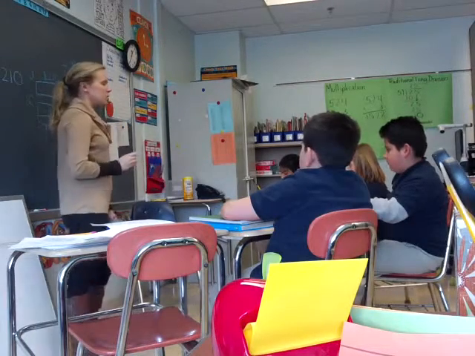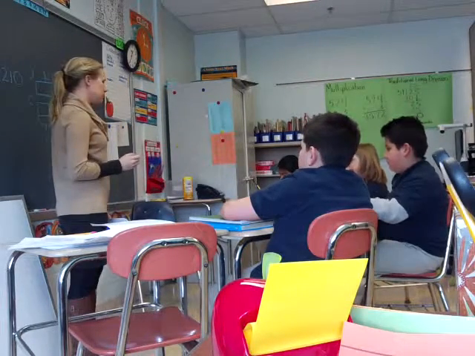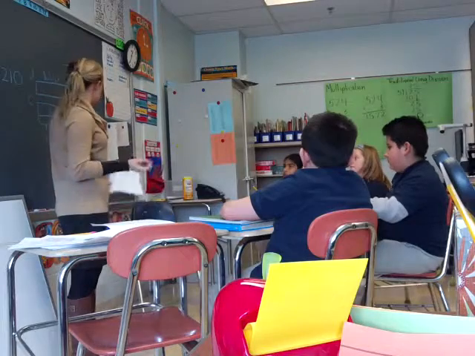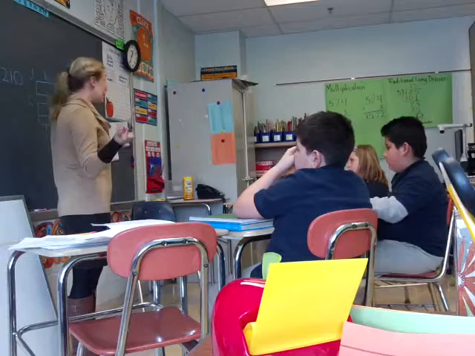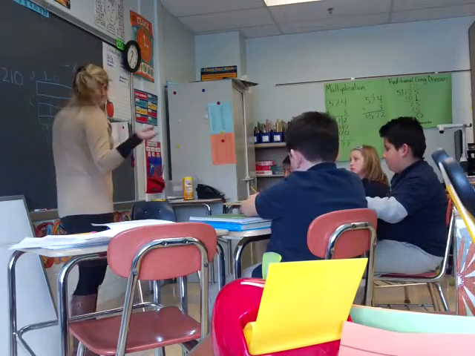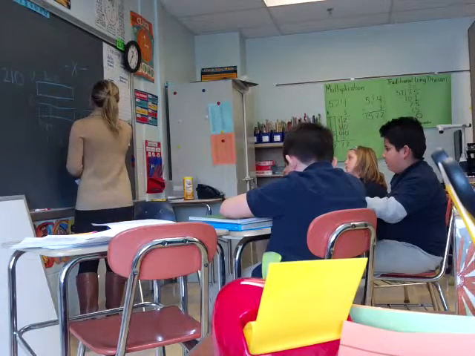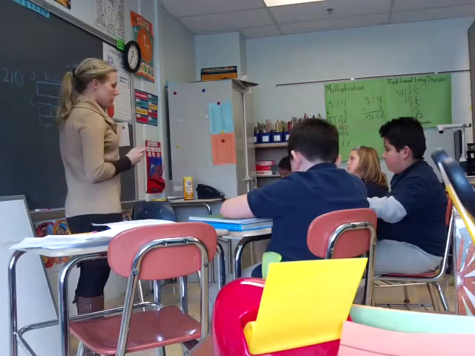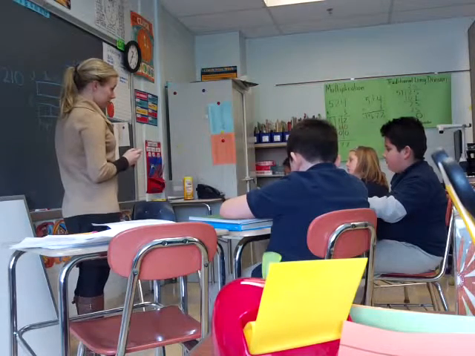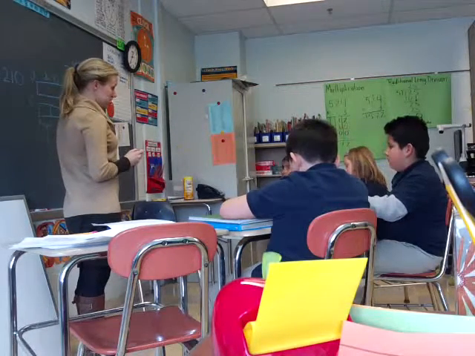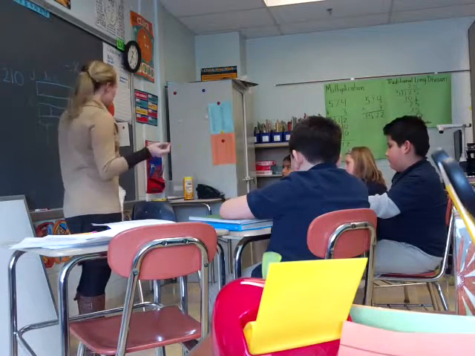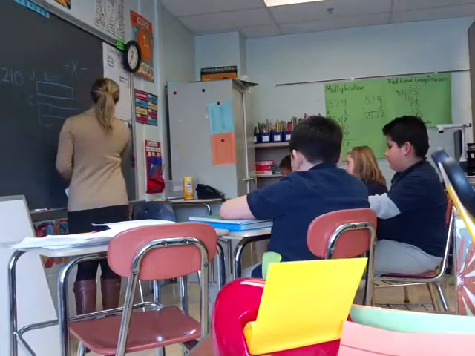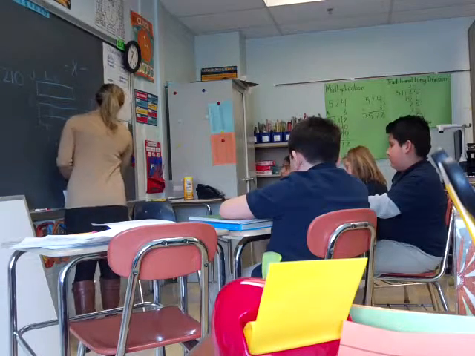How many times does 3 go into 0? 3 goes into 0 0 times, right? What does anything go into 0? 0. 3 goes into 0 0 times. What is 0 times 3? What's 0 times anything? 0. 0 times 3 is 0.